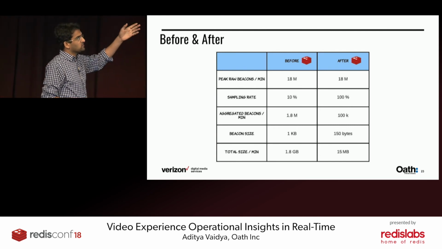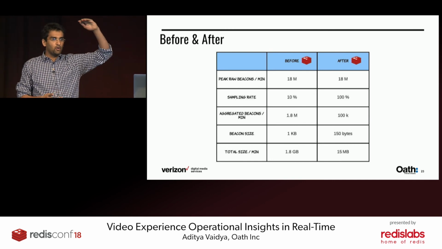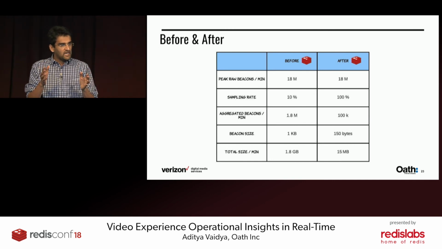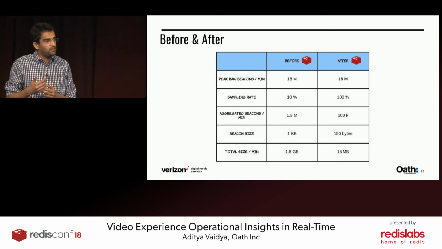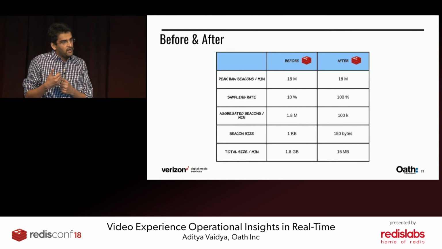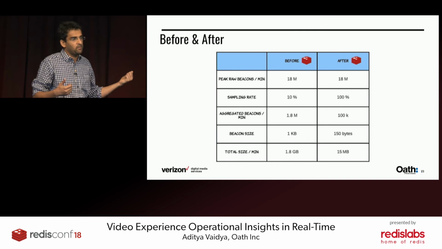So you can see that there was a significant reduction in the amount of data that we aggregate, and also the size of the data, and this helped speed up our indexing when we started using Redis as an in-memory pre-aggregator.